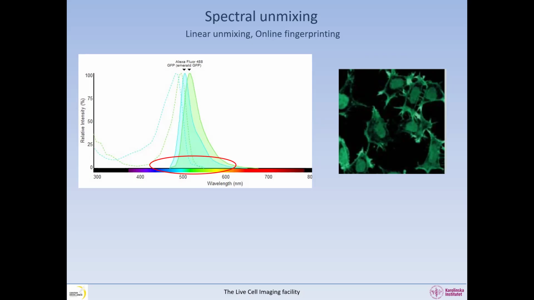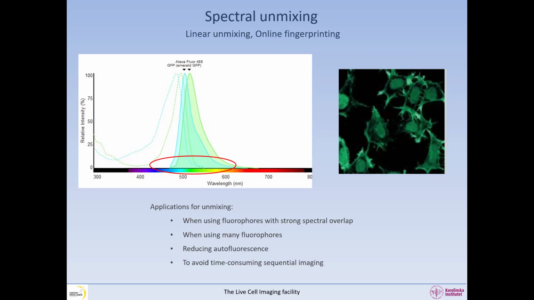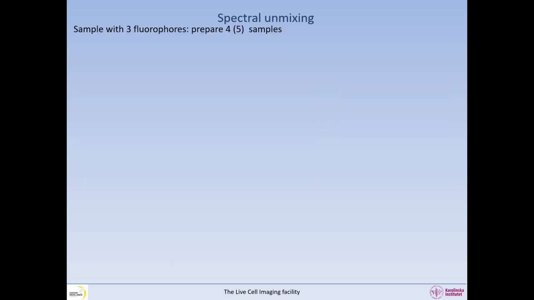So what are the applications for unmixing? Well, when we are using fluorophores with very strong spectral overlap, if we are using many fluorophores, if we want to reduce autofluorescence, or if we want to avoid time-consuming sequential imaging. So let's assume that we have a sample with 3 fluorophores.